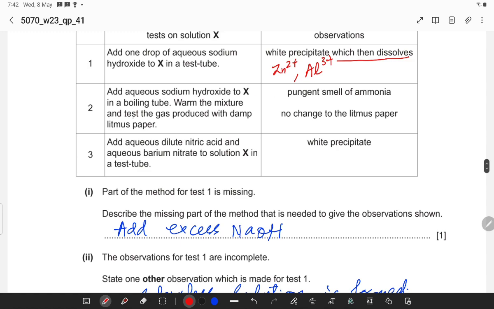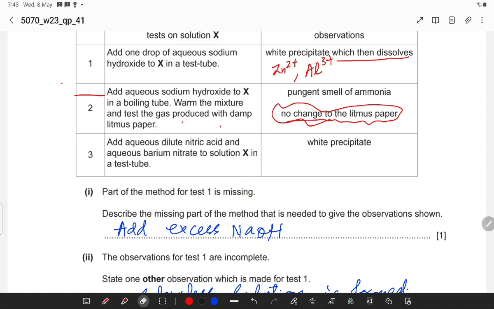Add aqueous sodium hydroxide to X in a boiling tube, warm the mixture and test the gas produced with damp litmus paper. This is the test of the ammonium ion. You can confirm at the back: ammonium ion gives a pungent smell of ammonia. Here there is no change to the litmus paper. It means ammonium ions are absent, because no ammonia gas is evolved. So solution X has no ammonium ions.